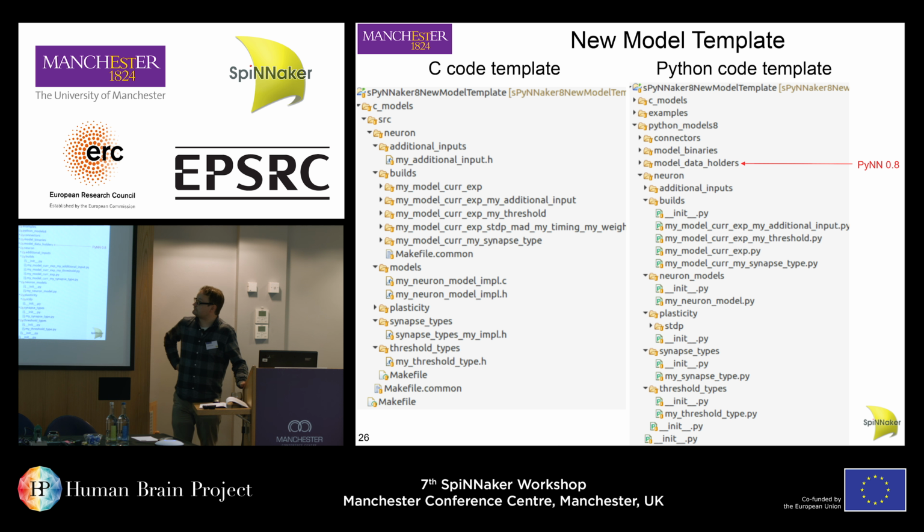In Python, you have a similar kind of structure. Within the directory Python models 8 Neuron, you have all of the different components, and then a build directory in which you build your model class for feeding the parameters from the Python code from your PyNN model into the C code. And a reminder again that for PyNN 8 you need to have a model data loader.